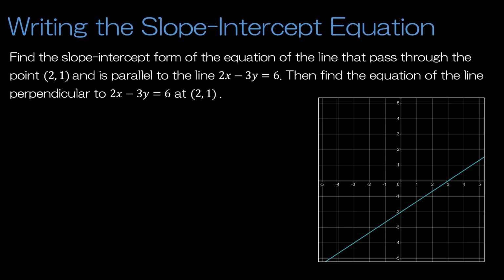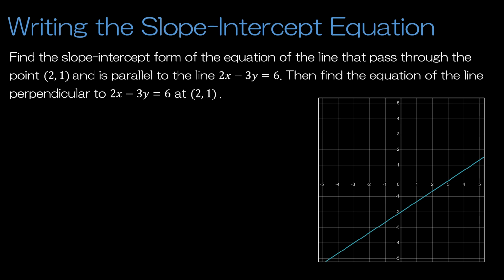For a great practice, we're going to take a look at the line 2x minus 3y equals 6, already graphed for you on the graph. And we are going to find the equation of the line both parallel and perpendicular to that line at the point (2, 1). So again, we're looking at this point, so we can see what that's going to look like. If I have a line parallel to that, it's going to look somewhat like that if I was a better artist, which I'm not. And a line perpendicular is going to look something like this. So let's see what we can do mathematically to come up with those equations.